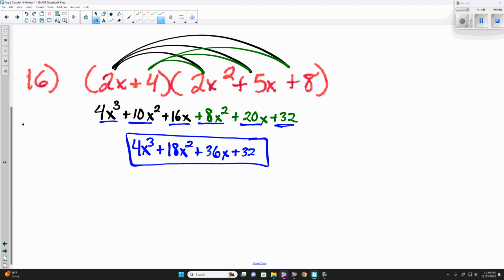Any other questions on 16? Questions on 15, 16, or 17 before we move on to 18 and 19?